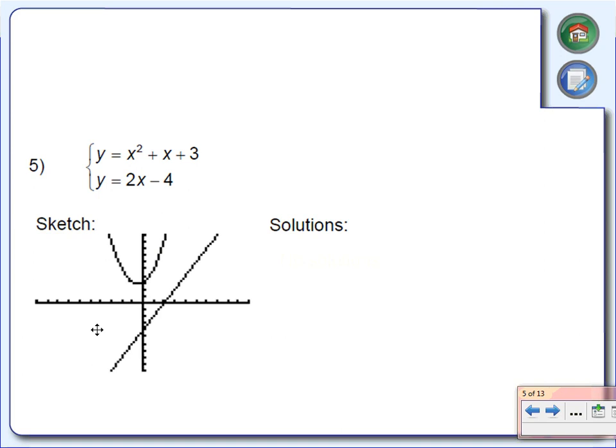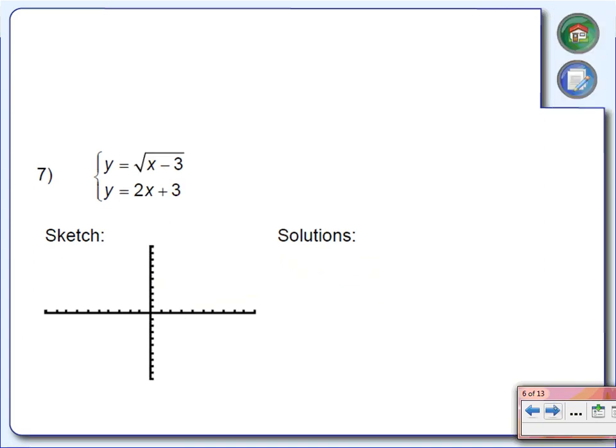What do you notice about that graph, though? They don't touch. So if they don't touch, what does that mean for us as far as the solution goes? There is no solution. Very good. So this system has no solution. And the reason it has no solution is because they don't intersect. They don't cross. That's number 5.